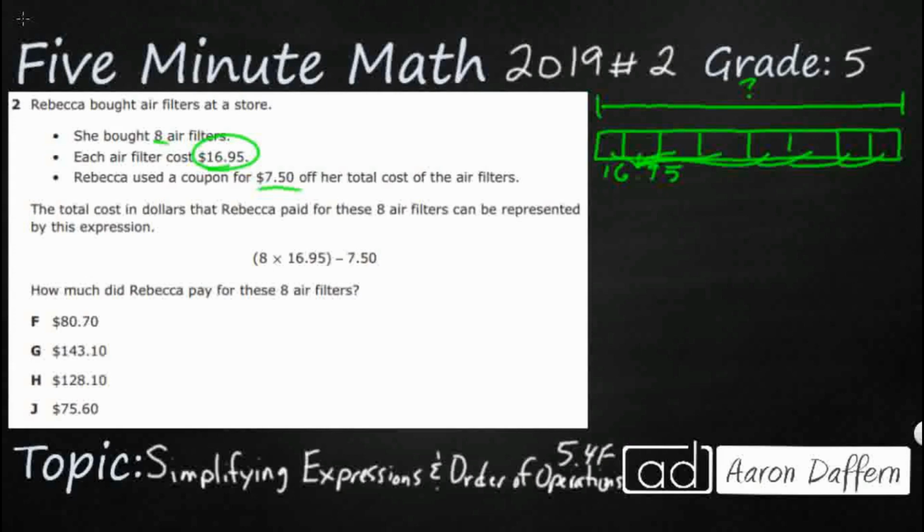And then I've got this $7.50, so I'm going to draw another little box right here, and I'm going to say $7.50. So really what I'm looking for is from right here to right there: the 8 sets of $16.95, and then I want to take away that $7.50. So let's see what we have here in our expression.